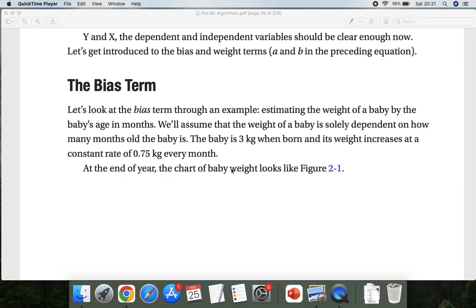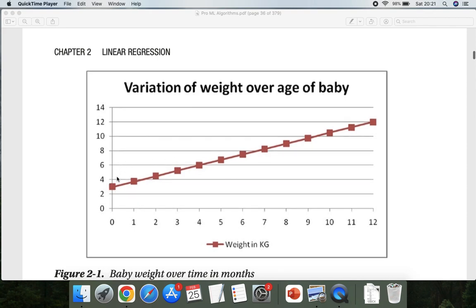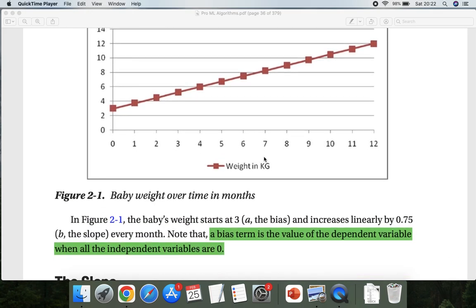So that means we have to get a starting point. Let's assume someone is just born, so what would be the weight of the baby? Let's say it is 3 kg, and it is now increasing at 0.75 kg per month. In this particular study, if we look at the figure, at month 0 it was at 3 kg, and after every month it is increasing at the rate of 0.75 kg per month. So the 3 kg, which we estimated as the initial starting point of our relationship or regression, is our bias.